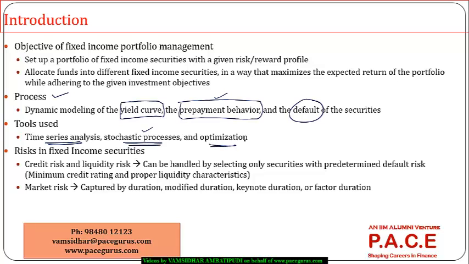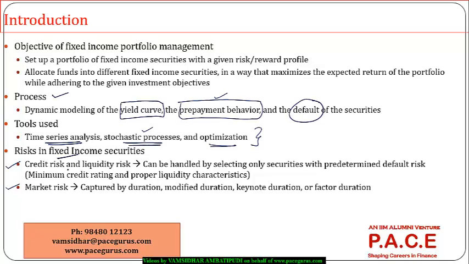Then optimization comes up because we want to maximize the expected returns while trying to minimize the risk that is associated with the investment. So this is where we try to use different kinds of tools for doing an effective fixed income portfolio management. Now coming to the various risks, we have already talked about two major risks, one being the credit risk, two being the market risk.